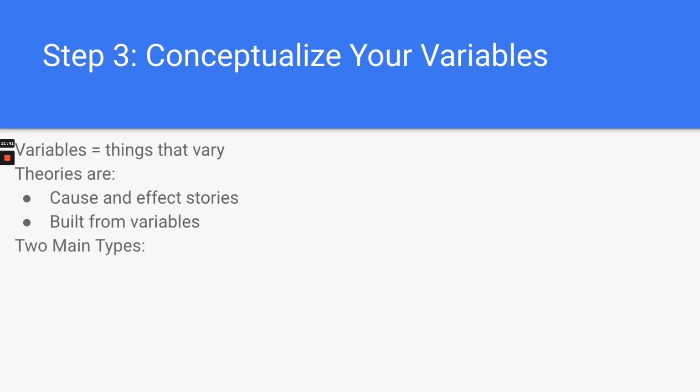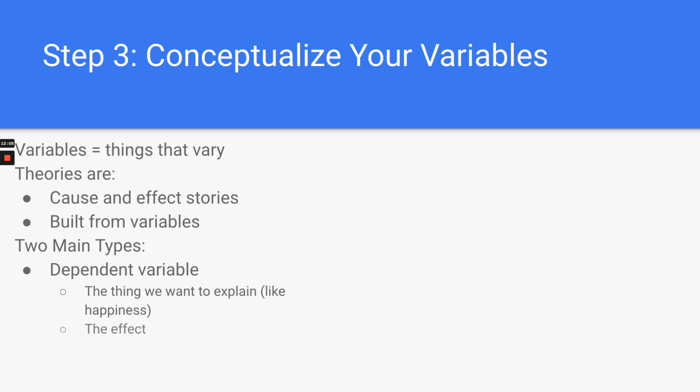Now, we've got two main types of variables. The world of variables can get a little messier if we add in intervening ones, but we are not going to be doing that here. There are dependent variables. These are the things we want to explain, like happiness. What causes happiness? And before we know what causes happiness, we have to know what happiness is. Dependent variables are also the effect in our cause and effect stories. They are outcomes.